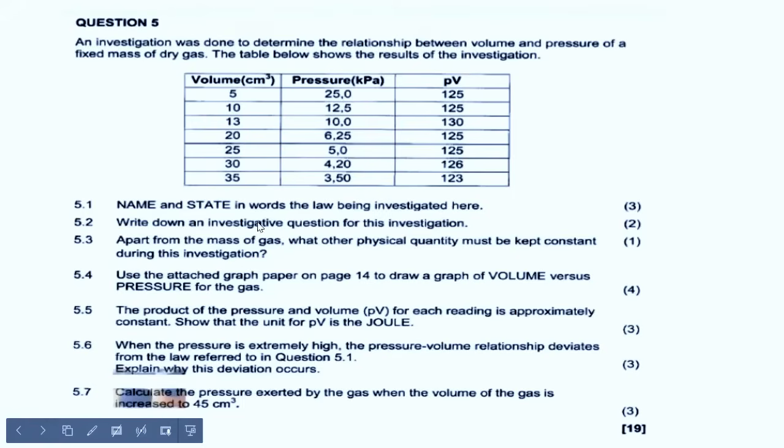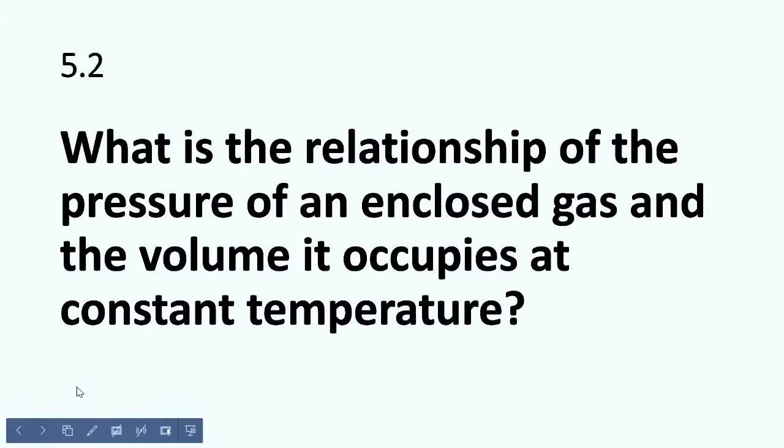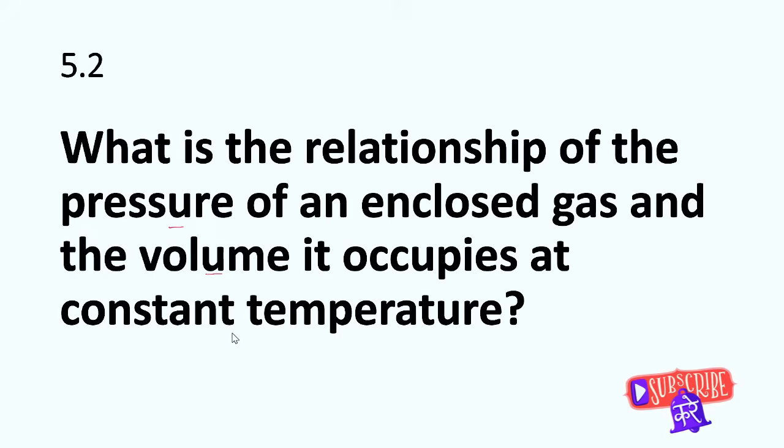Then write down an investigative question for this investigation. A powerful investigative question always has the keywords, what is the relationship? So you mainly say, what is the relationship of the pressure of an enclosed gas and the volume it occupies at constant temperature? So we are still keeping our independent variable pressure, our dependent variable volume, and also our constant variable, temperature, or control variable.